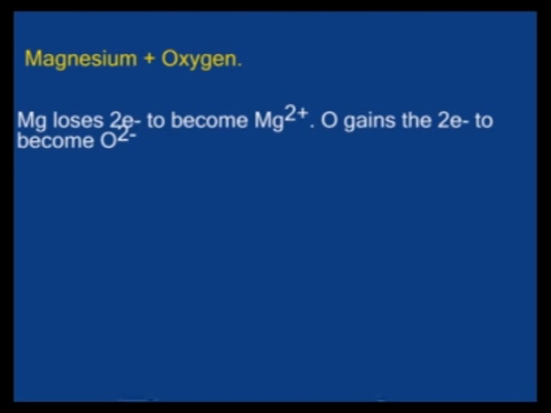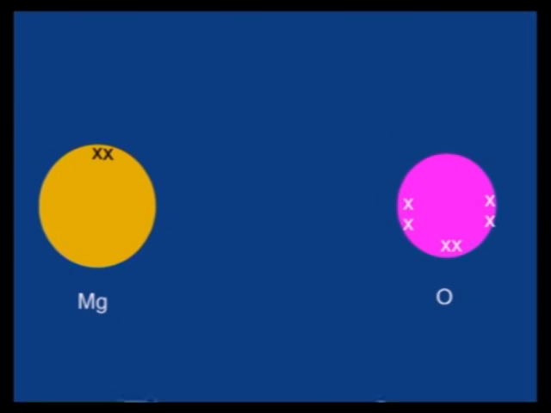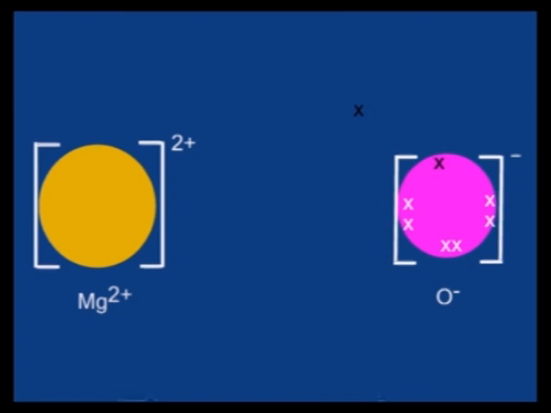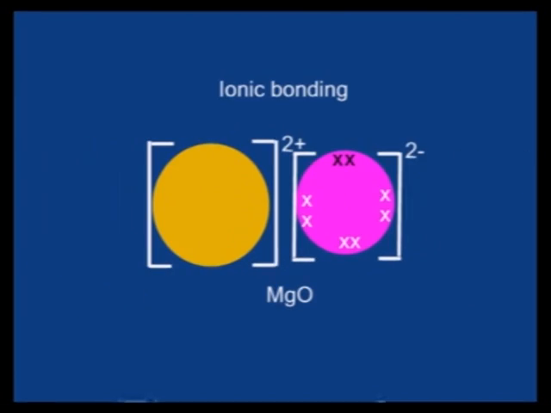The same case will happen when magnesium reacts with oxygen to form magnesium oxide. The magnesium atom loses the two outermost electrons, which are then gained by oxygen. The particles now form ions which carry opposite charges. They attract each other and form an ionic bond.